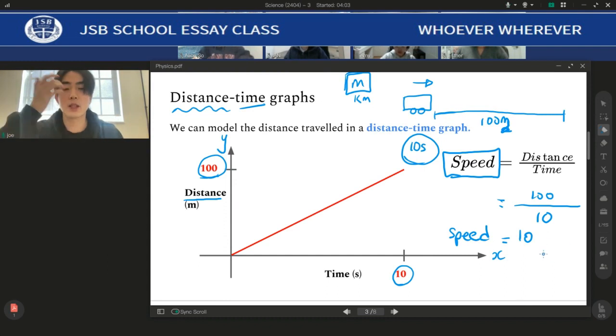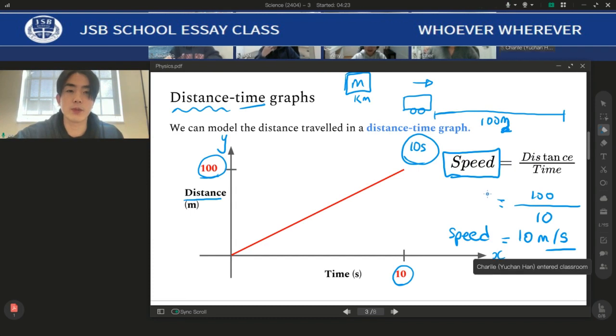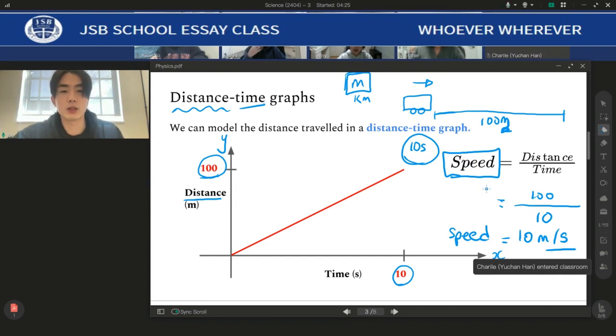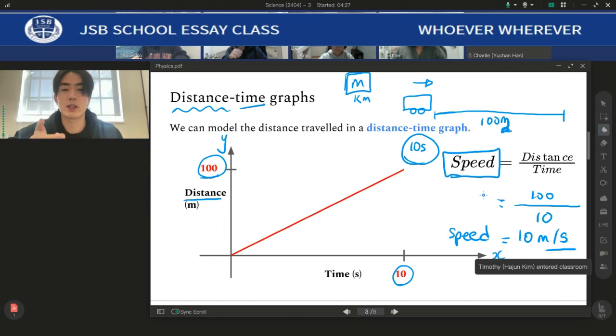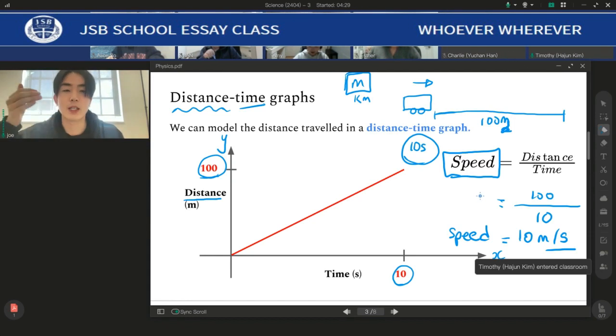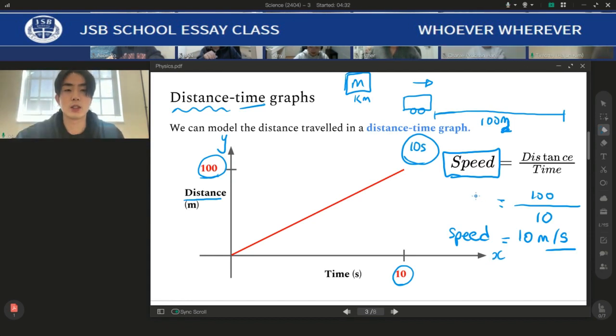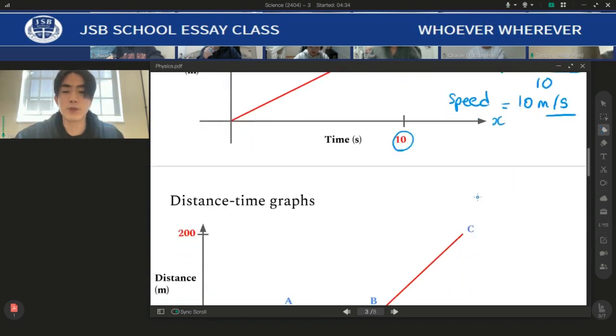We did this last time. Anyone remember the units of speed? The units of speed are meters per second. So we always have to give the units. From this distance time graph, we can work out the speed by doing this equation here. Any questions? This is just the basics. So this is the beginning. We're going to look at some more detail as we go along. All right.